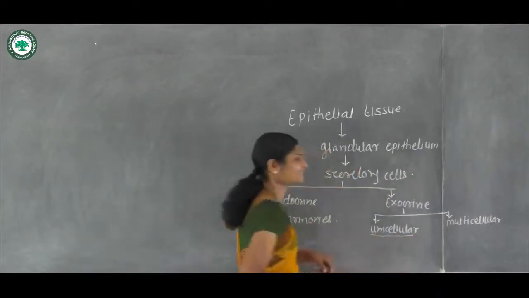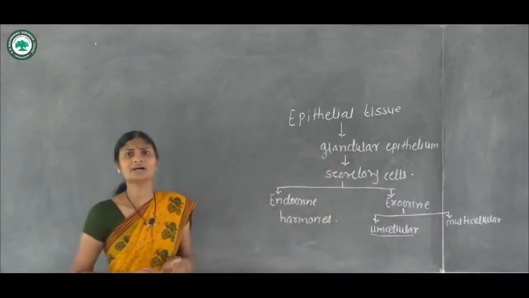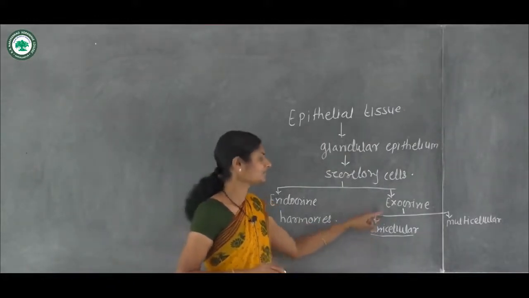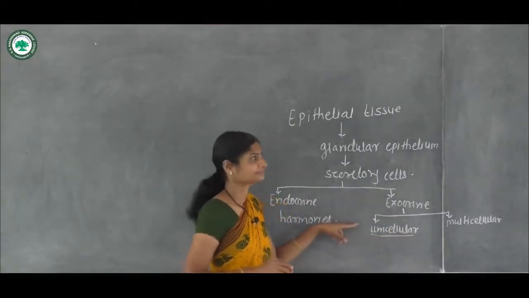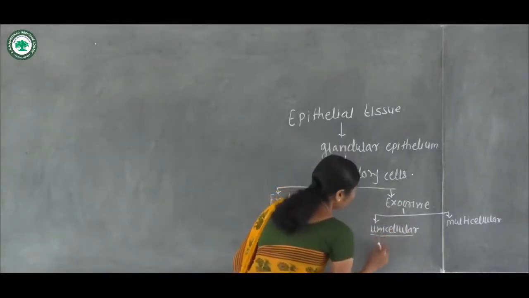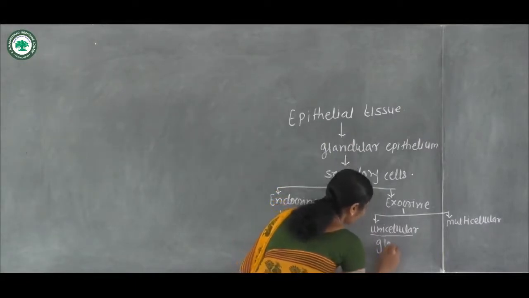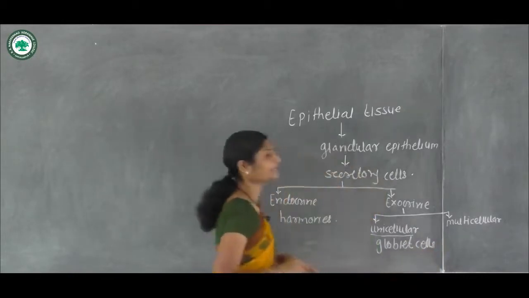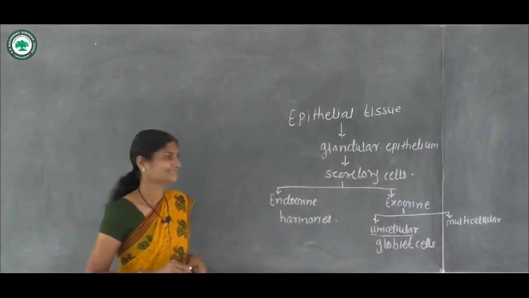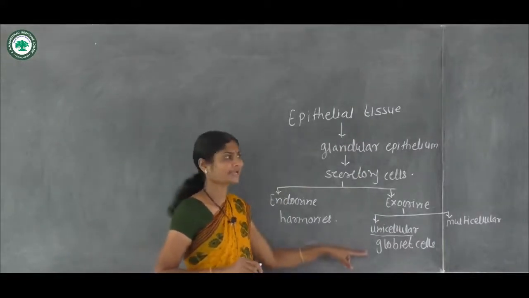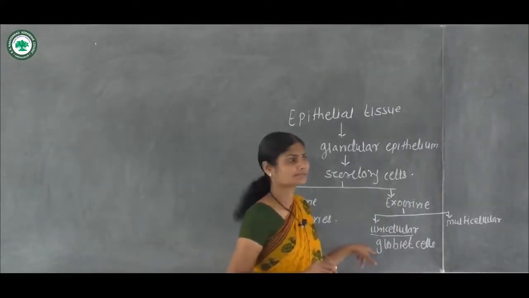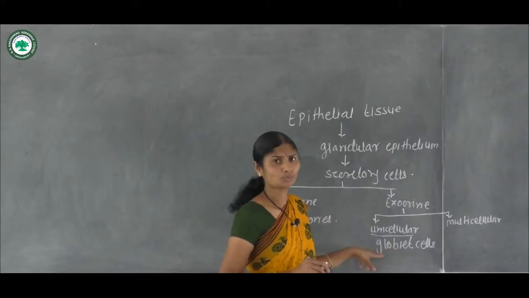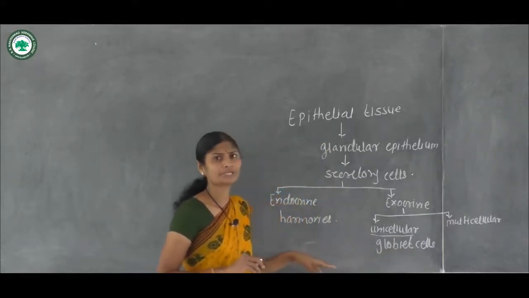Unicellular glands are made up of a single cell, so they are called unicellular glands. These unicellular glands are present in the mucous gland. They are also called goblet cells. These goblet cells are unicellular glands. They secrete mucus and form the protective mucous membrane.